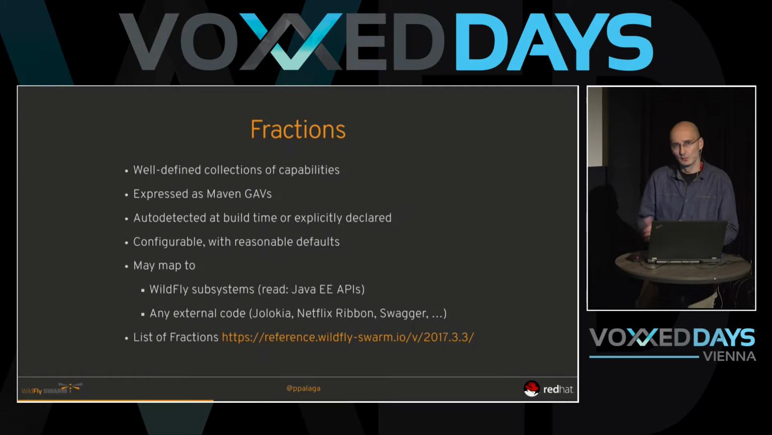Some of them map to WildFly subsystems, think Java EE specifications, APIs, and some of them bring external code, such as Jolokia, Netflix Ribbon, Swagger, and so on. The complete list of fractions is over there on the WildFly Swarm webpage.